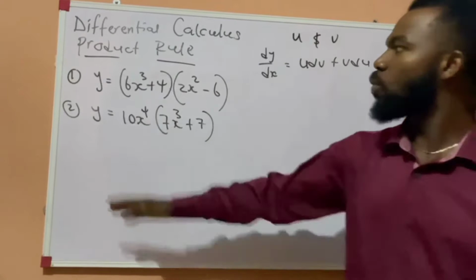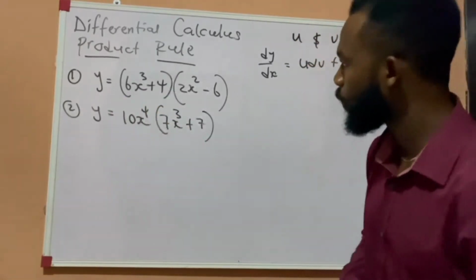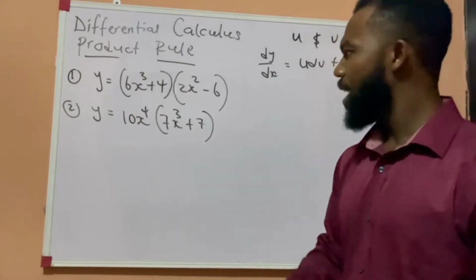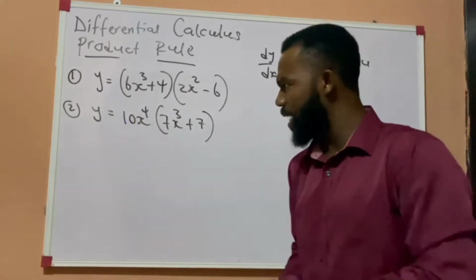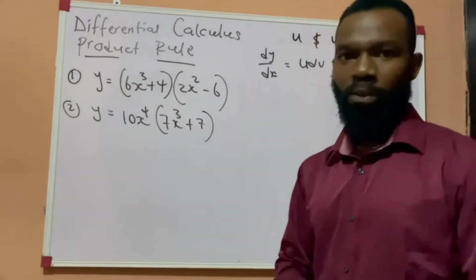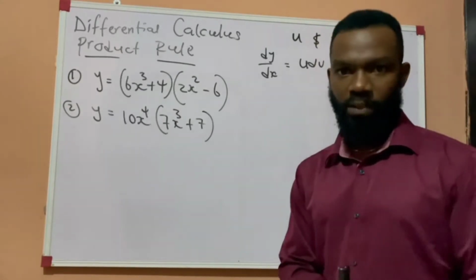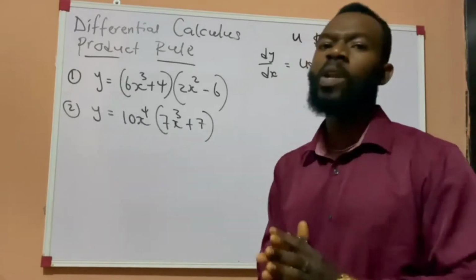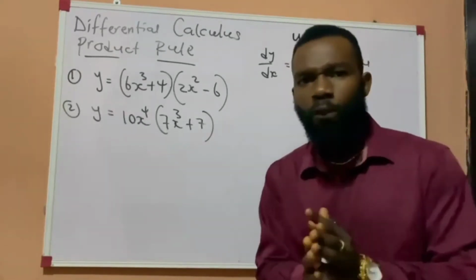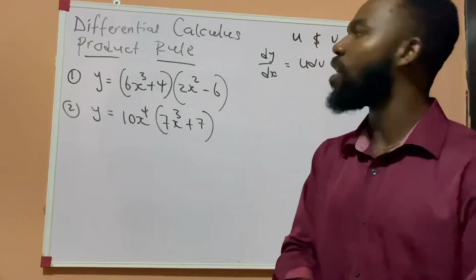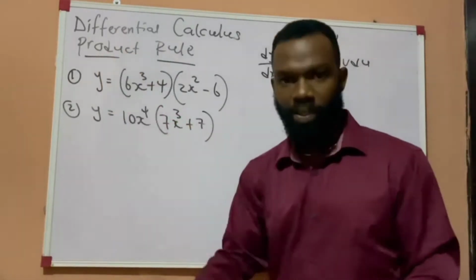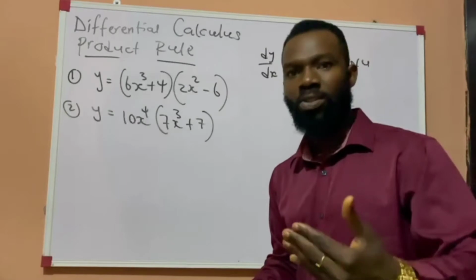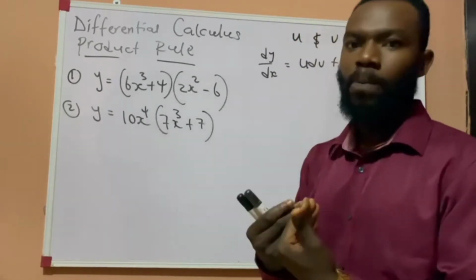The first question says y equals (6x raised to the power 3 plus 4) and (2x squared minus 6); we should find the derivative of this function. The second question says y equals 10x raised to the power 4 into the bracket of 7x raised to the power 3 plus 7. Don't forget, product rule is made up of two functions multiplying each other, from the word product. Product means times. So to apply product rule, you must have two functions multiplying each other.